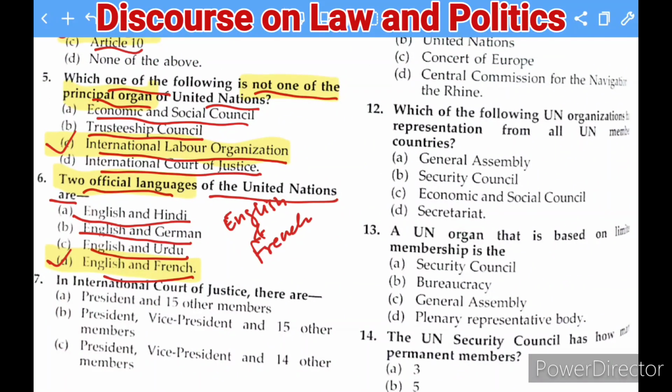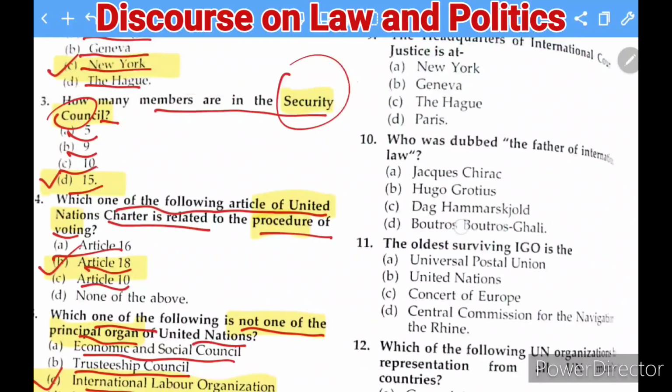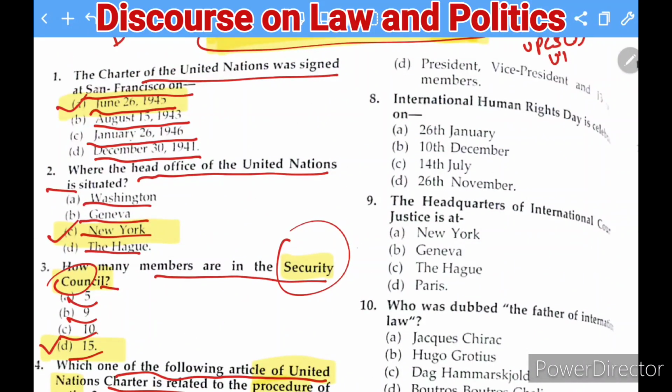In the International Court of Justice, there are: president and 15 other members; president, vice president and 15 other members; president, vice president and 14 other members; and the last option, president, vice president and 13 members. So which is the right answer here?